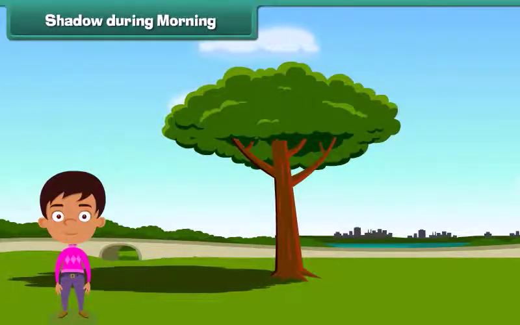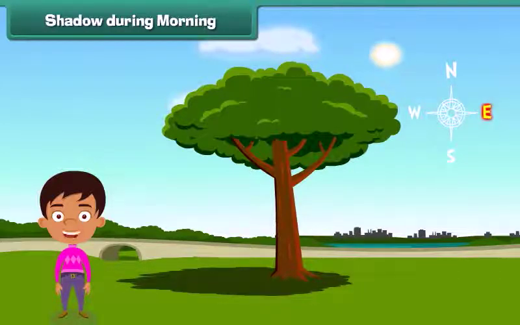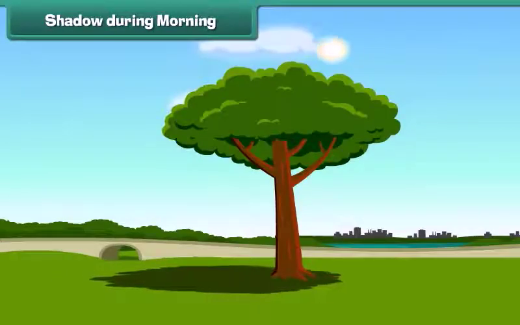As we all know that the sun rises in the east. In the morning, the sun is in the east, so the shadow of the object forms in the west. Now just look at its length. The length of the shadow changes as the sun moves towards west.